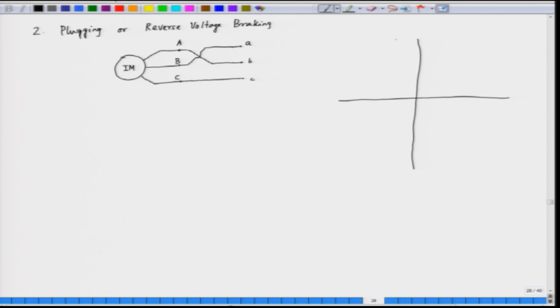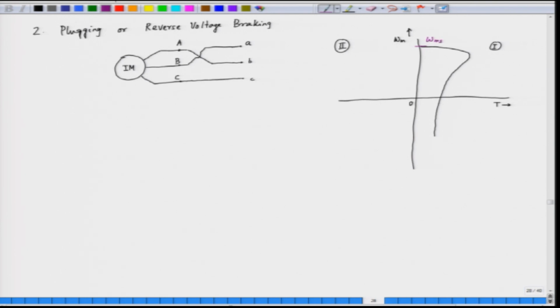This is omega m versus torque, with omega m on the y axis and torque on the x axis. So, this is our normal operation of the machine. This is the first quadrant, and we have the second quadrant. This is the positive synchronous speed, plus omega ms.